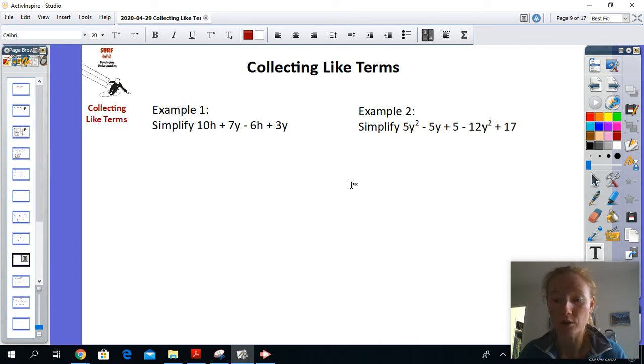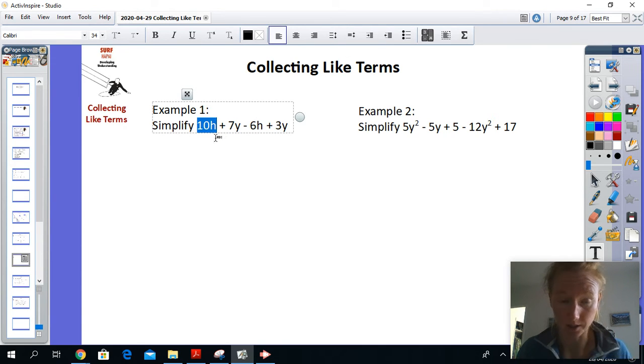The way that you're going to do that is you can use colors. Now, colors are really useful here. And whenever you're identifying your like terms, you always need to take the sign that comes in front of it with it. So the first pair of like terms that I see here is 10h and negative 6h. So I am going to color them in the same color. Let me choose purple.